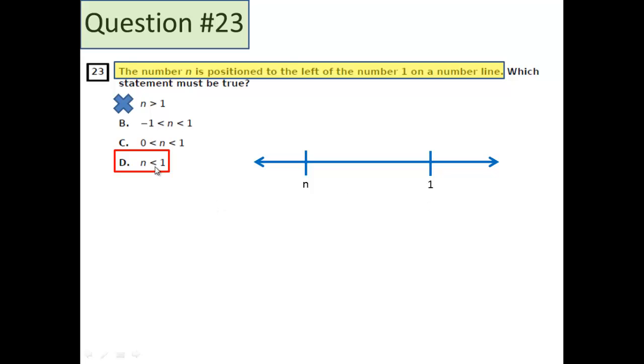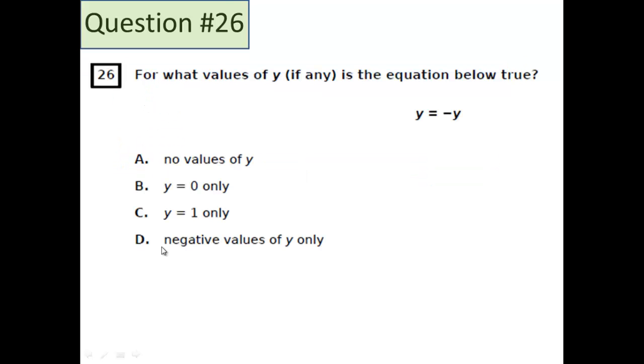Okay, so once again, I know you're used to calling these the less than and greater than signs, but you also need to understand that if you see the less than sign, it means further to the left on the number line than 1. If you see the greater than sign, it means further to the right. I think we got one more question to go. There it is, number 26.